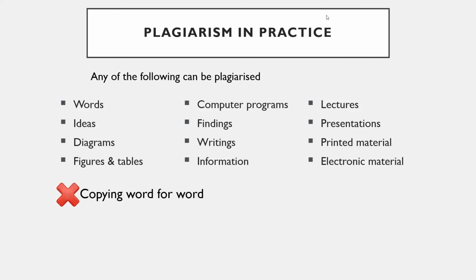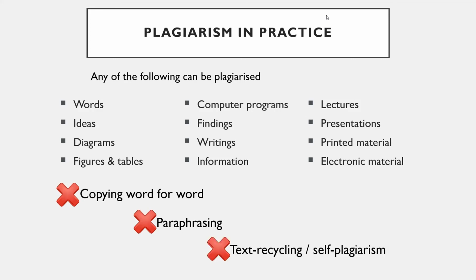So the first thing in plagiarism practice is copying word for word. When you copy and paste without paraphrasing, it's not acceptable. It's unethical. Second, you need to do paraphrasing and proofreading, and sometimes you also need to be careful of self-plagiarism.